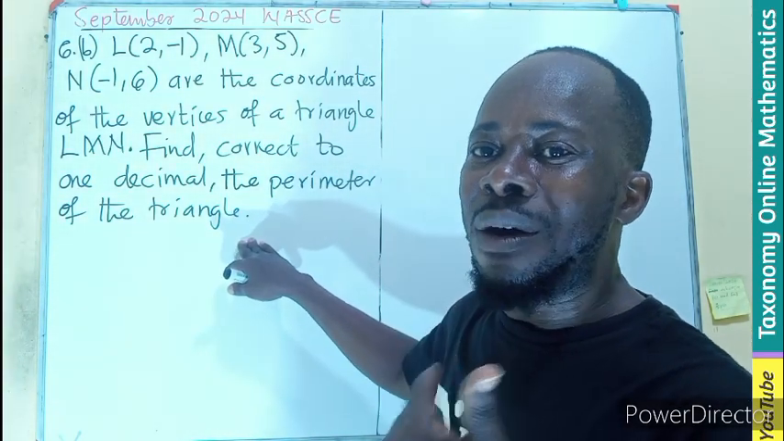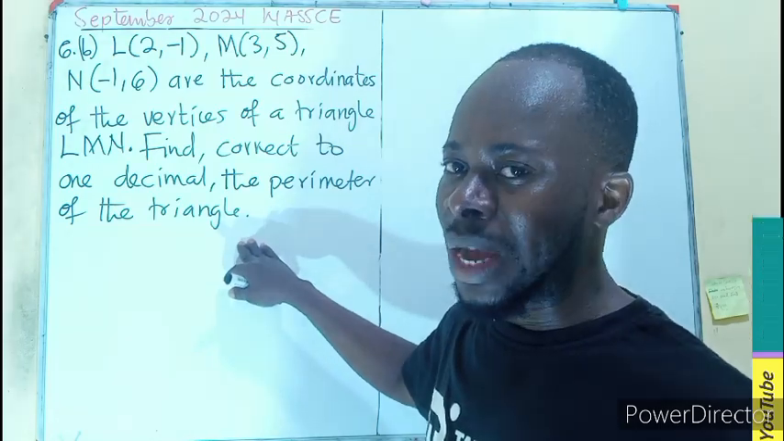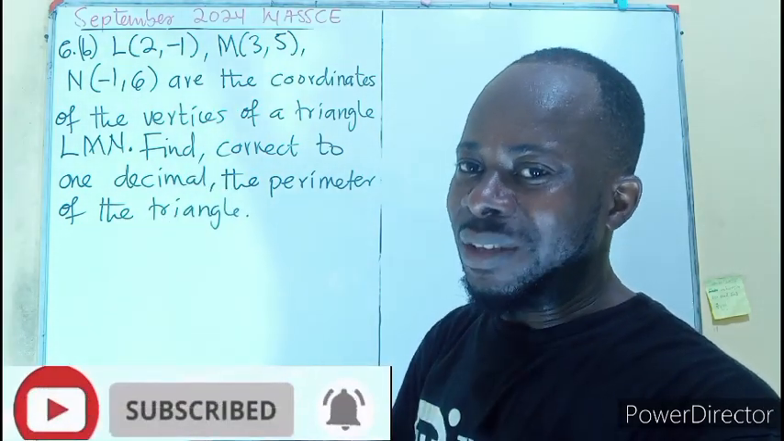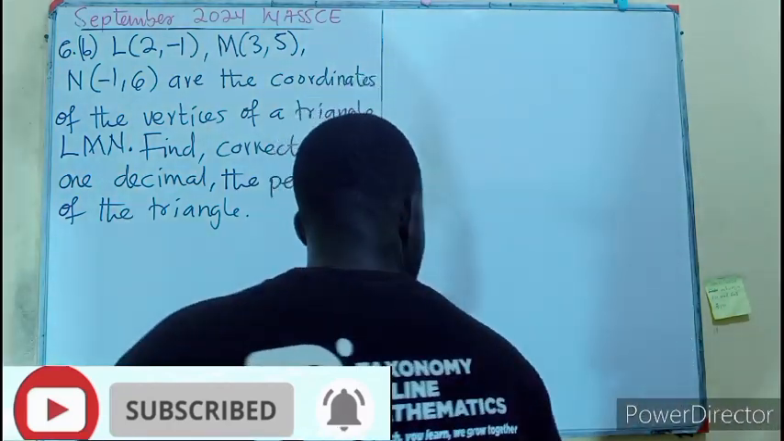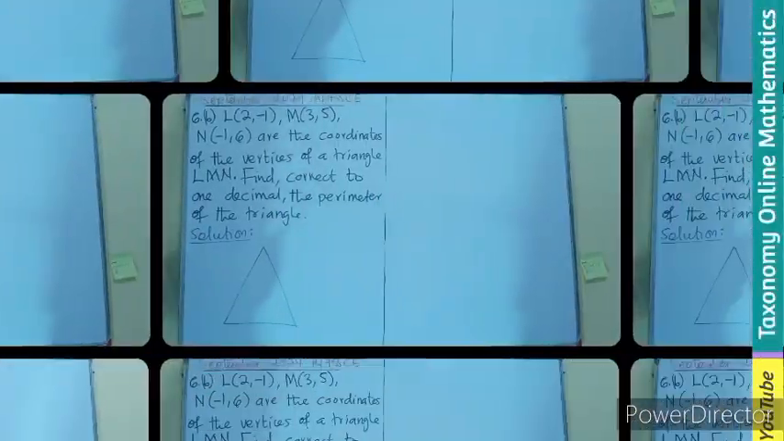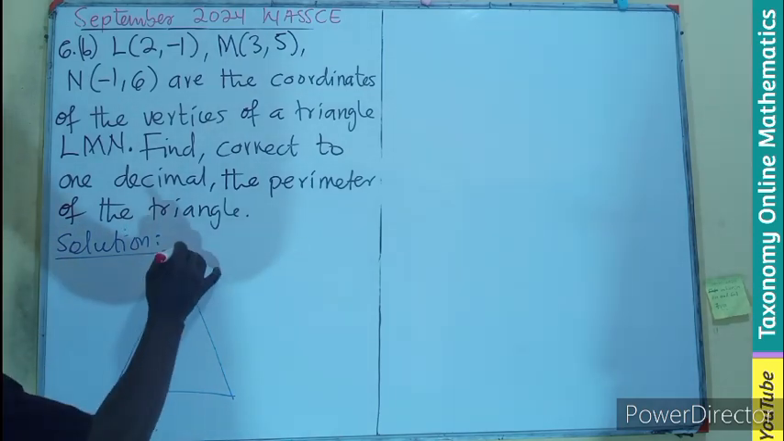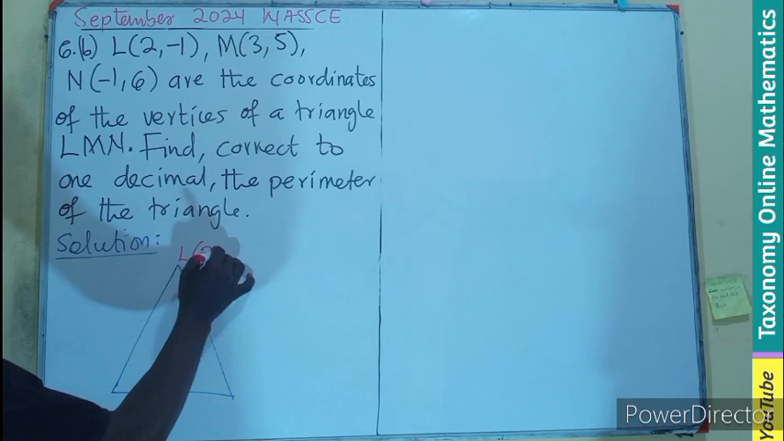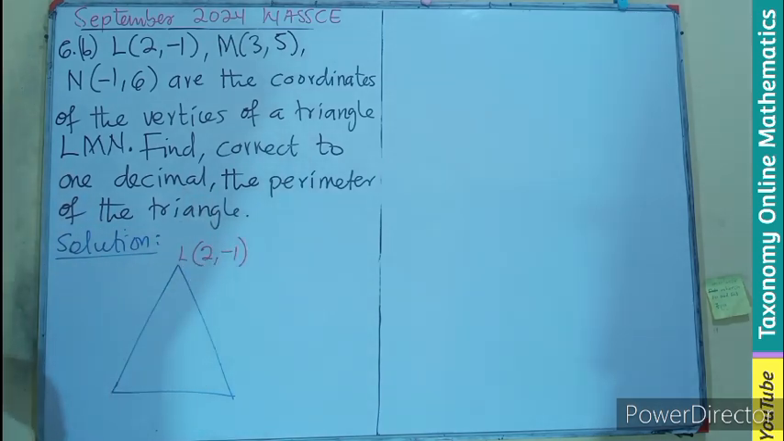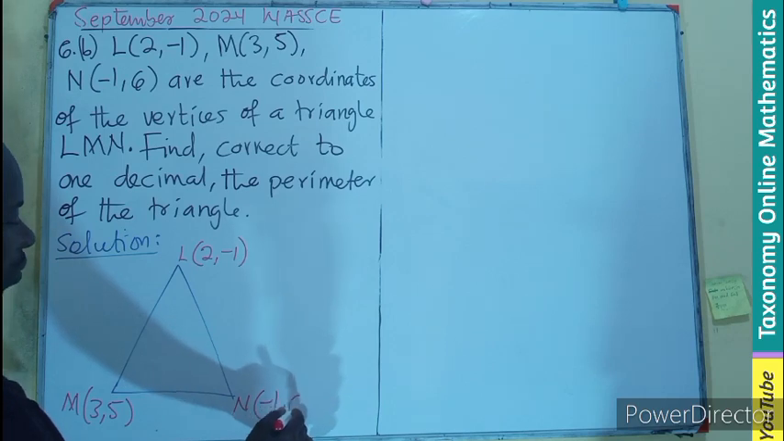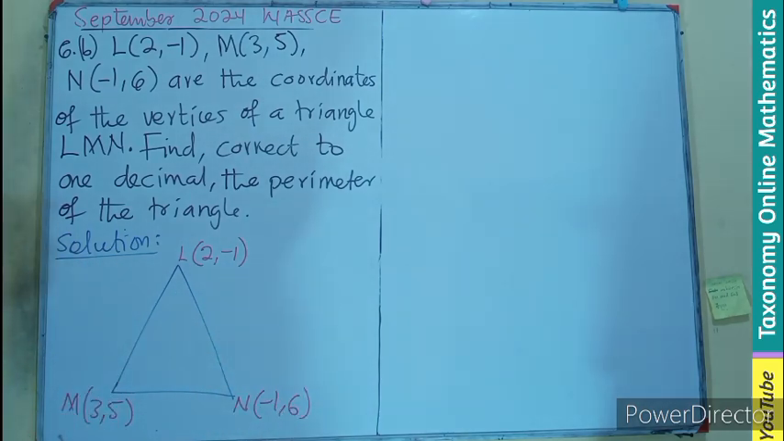So the question is, how do we find the perimeter of a triangle? We know the perimeter simply means the summation of all the lengths of that triangle. So let's see how our triangle will look. If this is the triangle, we begin from L. L has the coordinate (2, -1), not drawn to scale. Then M has the coordinate (3, 5). N has the coordinate (-1, 6). So this is what the triangle will look like.